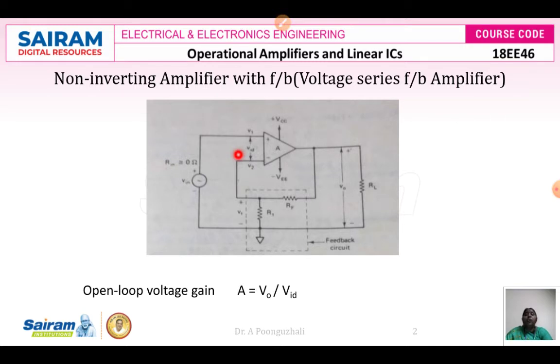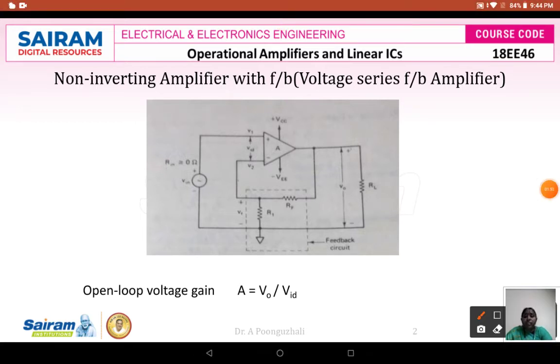Now I want to find out the closed loop gain of this operational amplifier, that is, the non-inverting amplifier. For that, first we have to define the basic definitions. The basic definitions begin with the open loop voltage gain. If I take the amplifier A here, the output of this A is going to be V0.